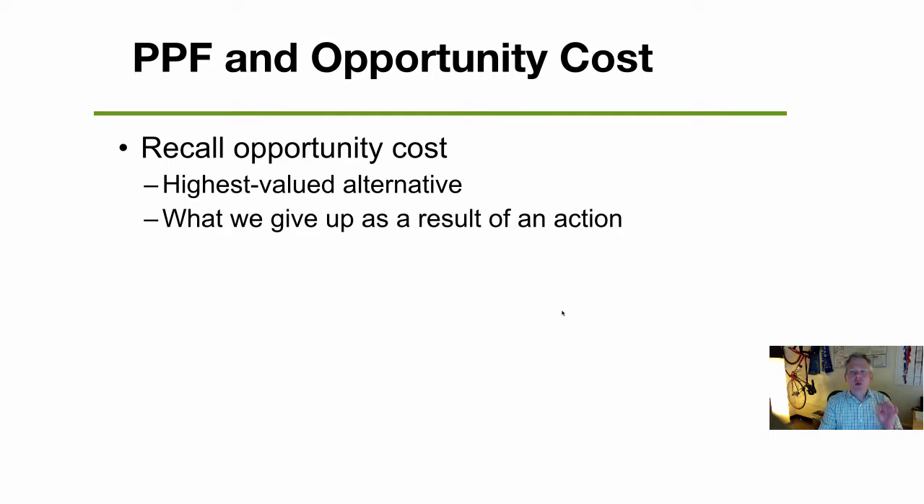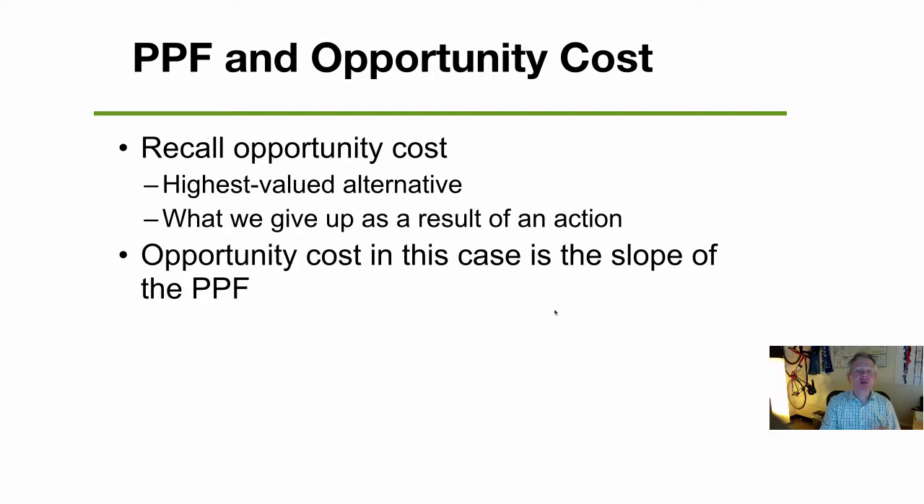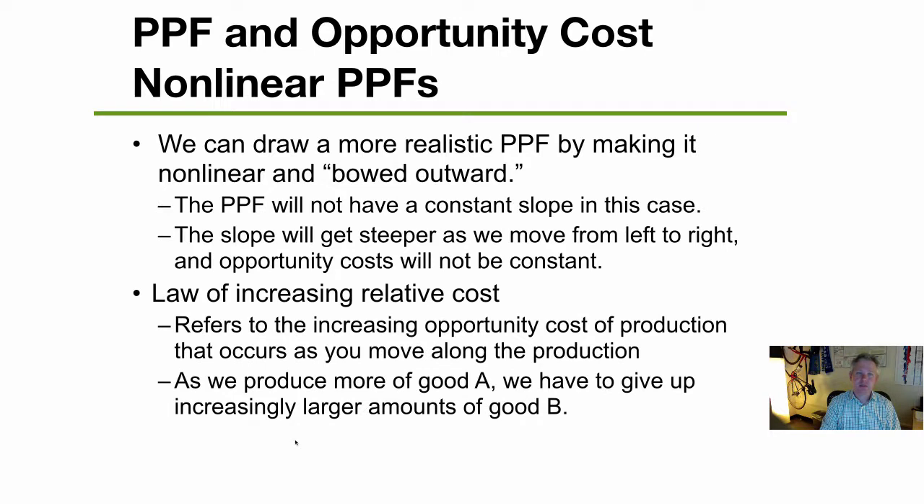So we can tie opportunity costs to the production possibilities frontier. As it turns out, opportunity cost is the slope of the production possibilities frontier, all right? Because remember, as you moved away from producing nothing but pizza, right, and started producing wings, you had to give up pizzas in order to produce wings. So that's literally what opportunity cost is, all right?